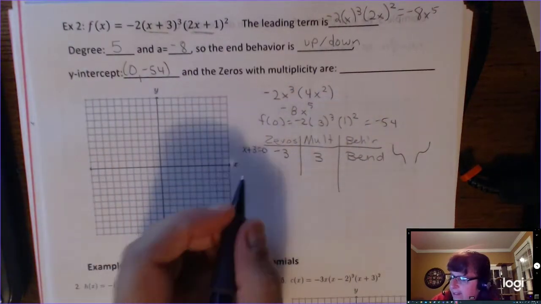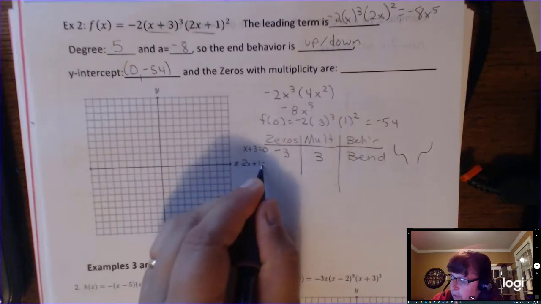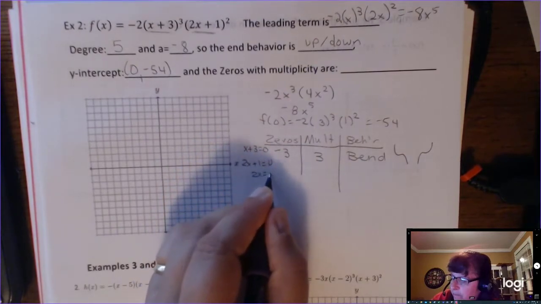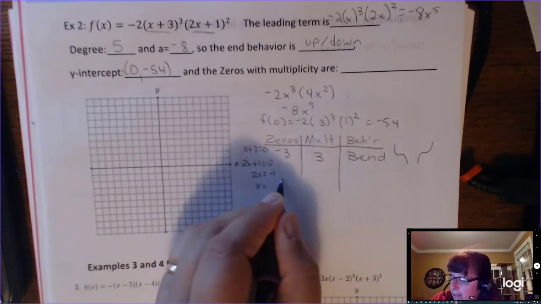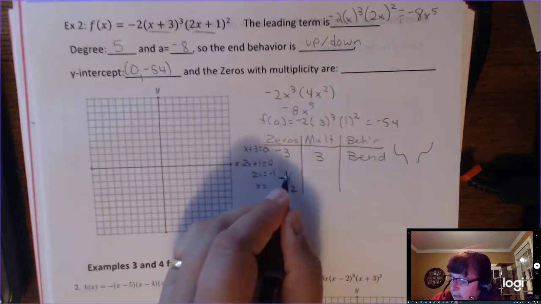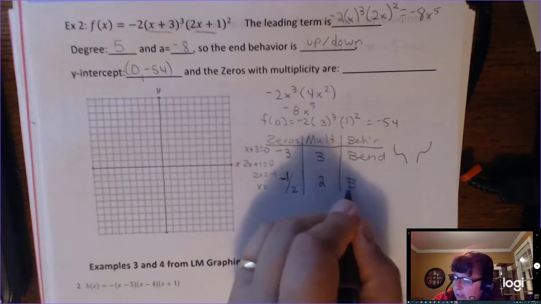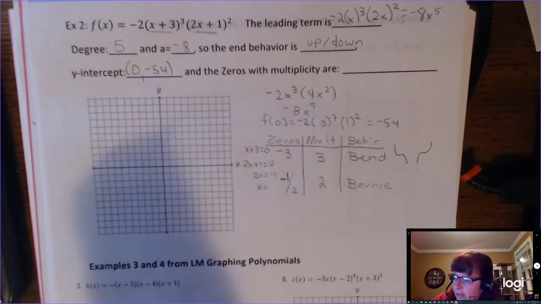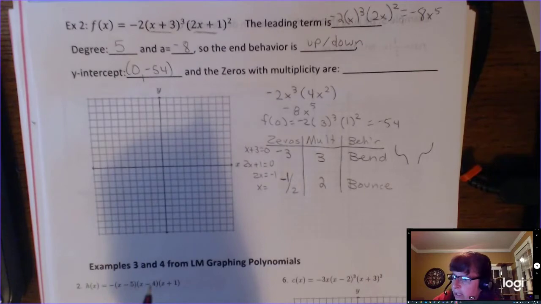Alright, 2x plus 1 equals 0 gives you negative 1/2 as a 0. And it has multiplicity 2, so that's going to be a bounce. Okay, and then we have the y-intercept.